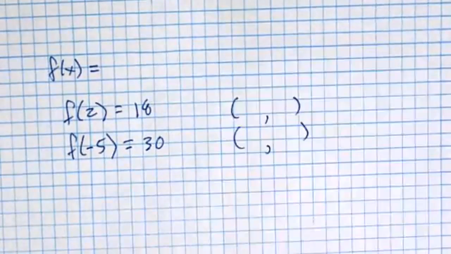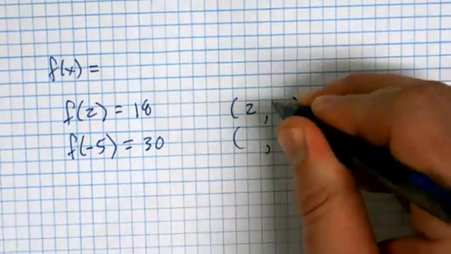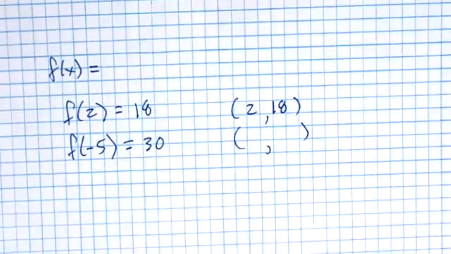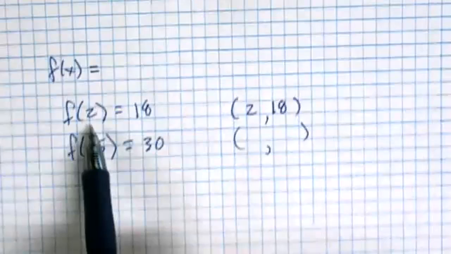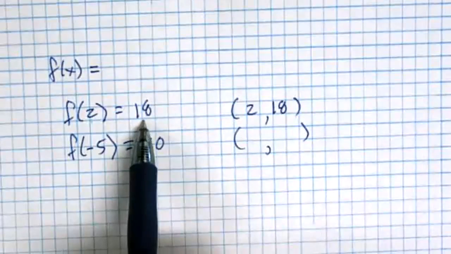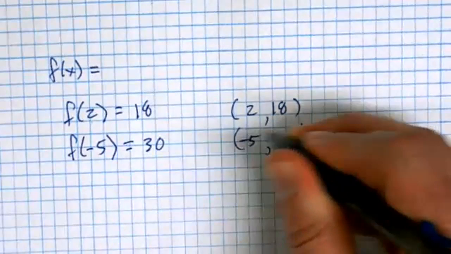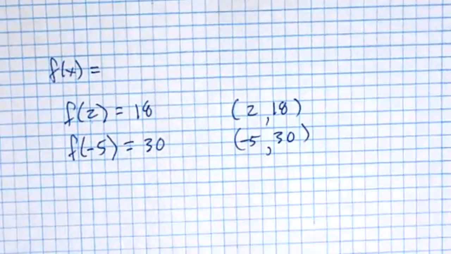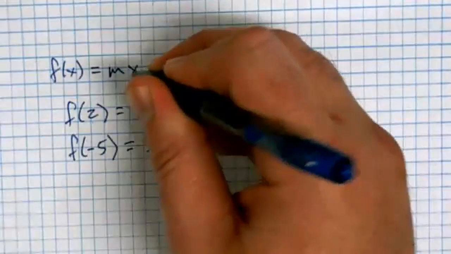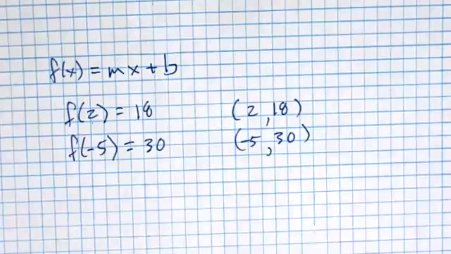Can someone give me the coordinates of our first point? 2, 18, right? Because if f of 2 equals 18, that means when I plug 2 in for x, I get a y value of 18. That's what that means, right? Goes through the point 2, 18 and negative 5, 30. We're just writing the equation of a line. Y equals mx plus b. Do you remember doing this?